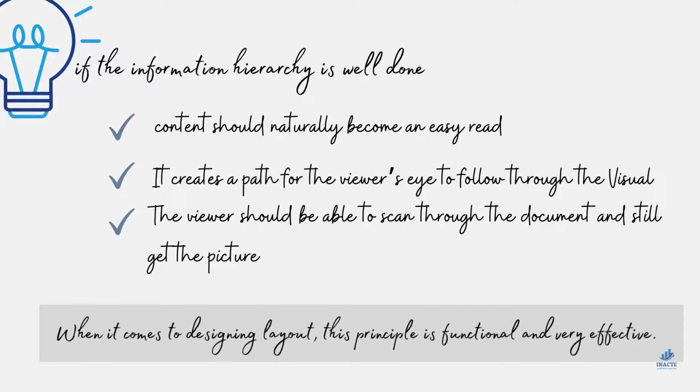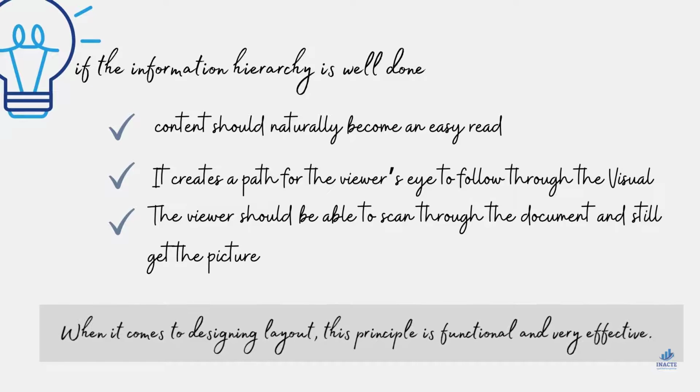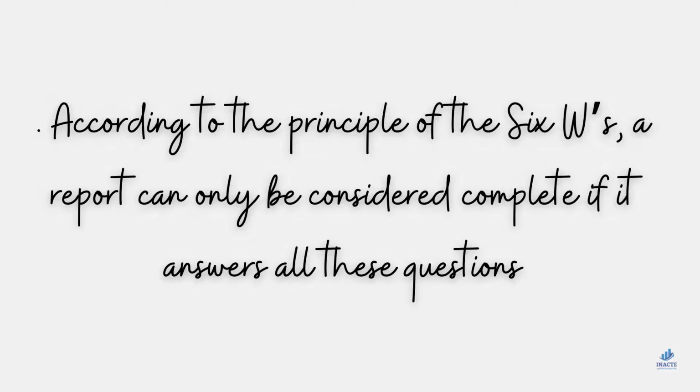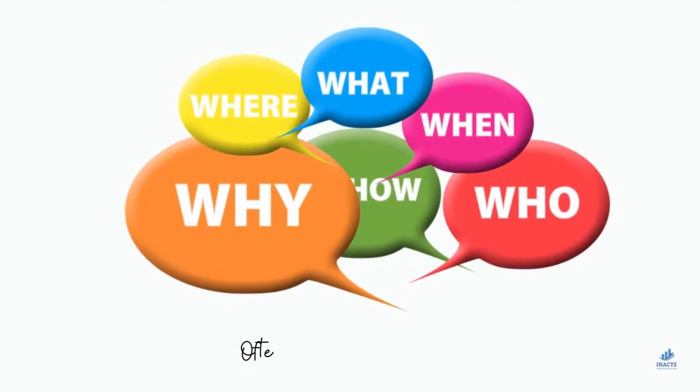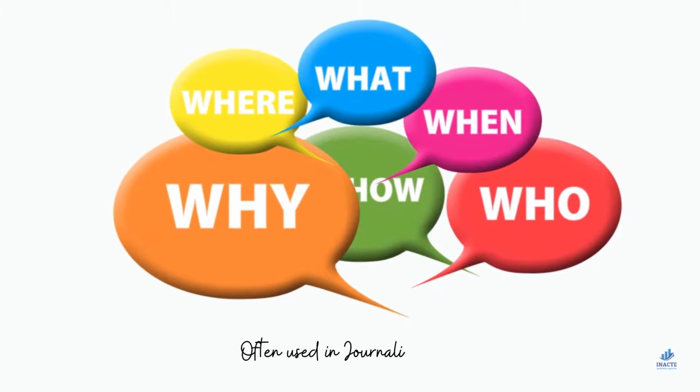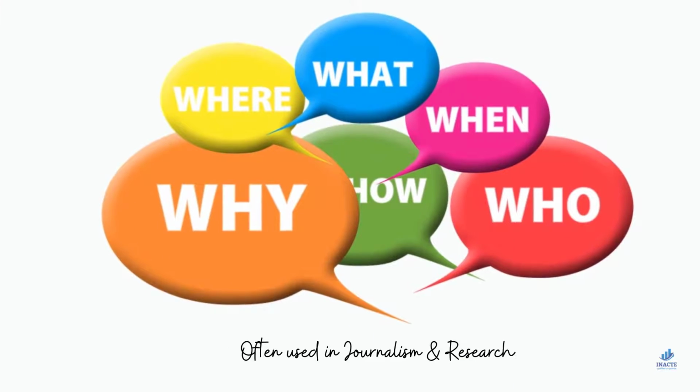The 6 W's, often used in journalism and research, is equally applicable in data visualization for presenting a complete story. According to the principle of the 6 W's, a report can only be considered complete if it answers these questions. The 6 W's are where, when, how, what, who, and why.